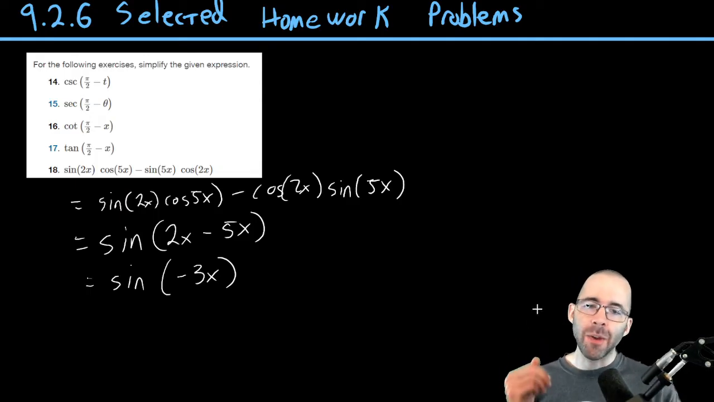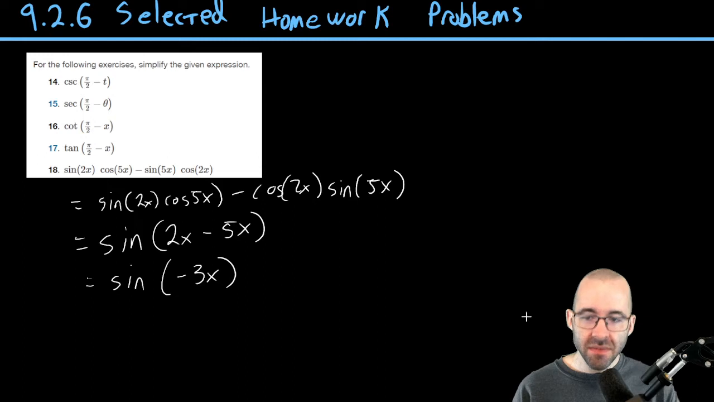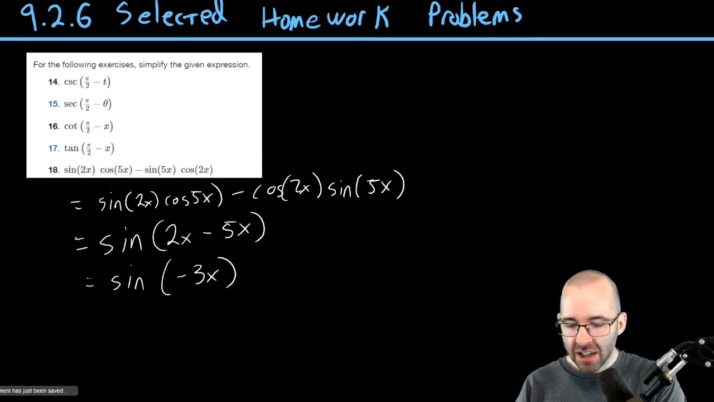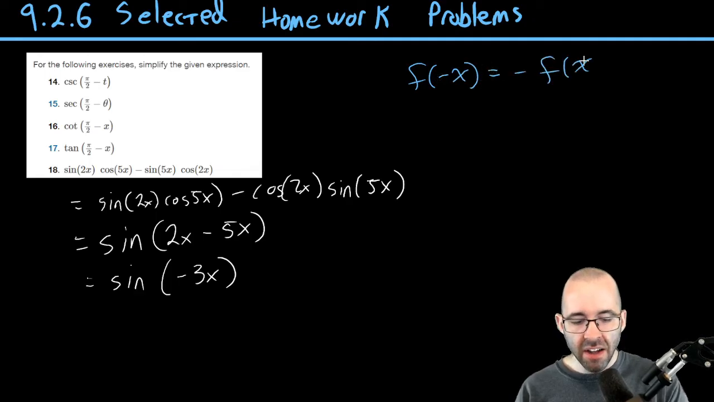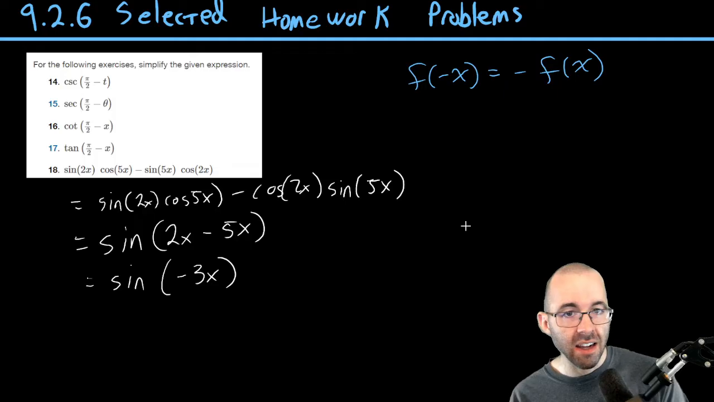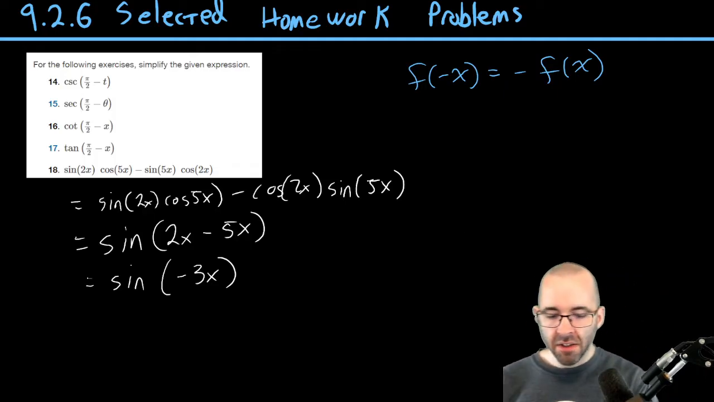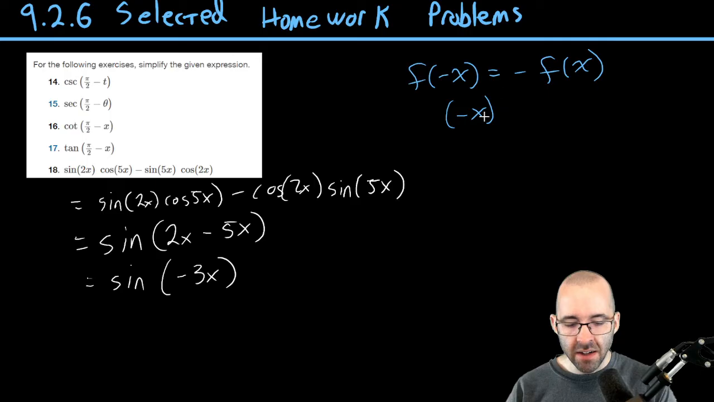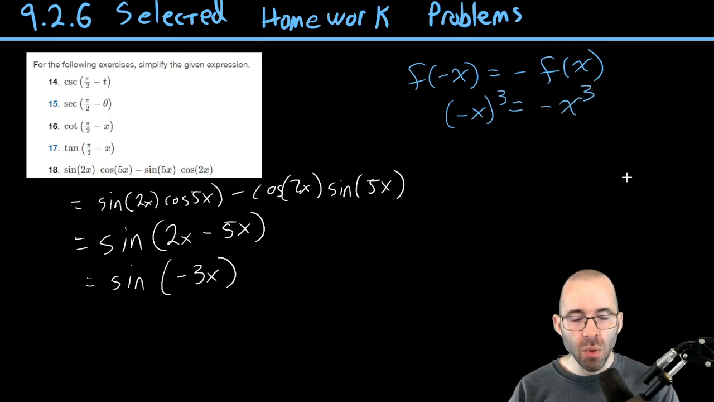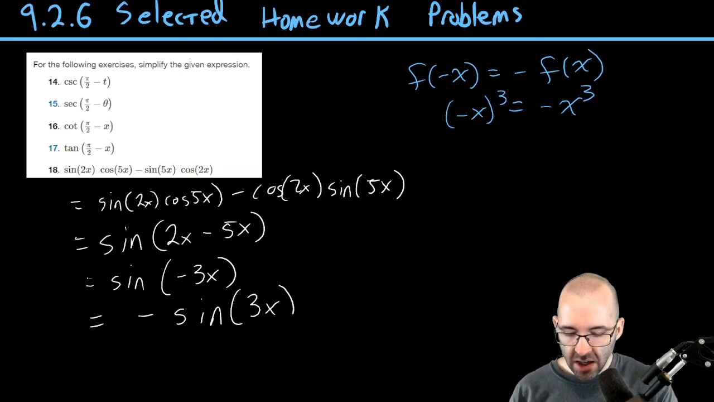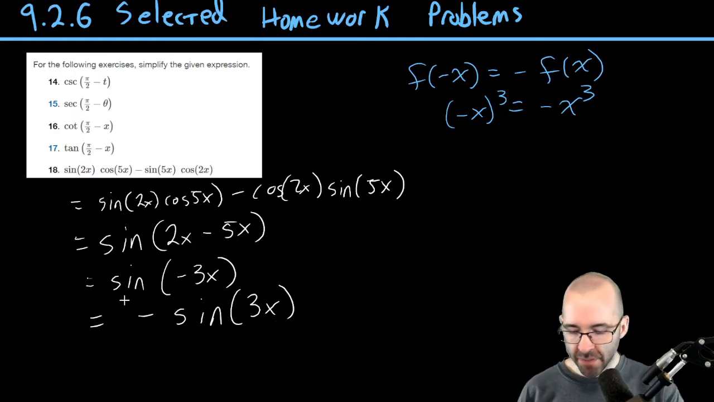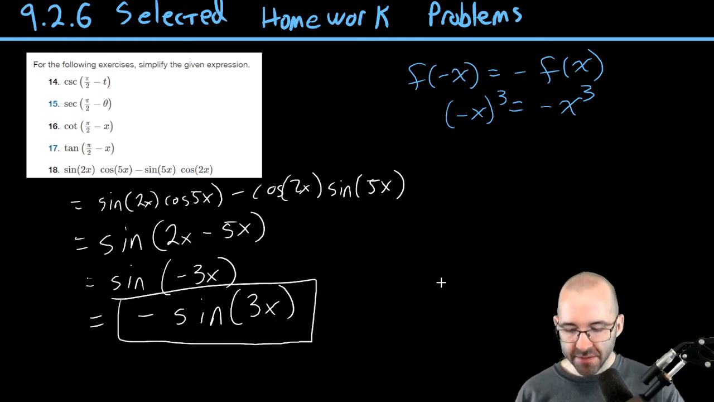There's one thing that we can really do that's going to make this a lot better. Remember that sine's an odd function. And odd functions have the property that a negative on the inside is the same as a negative on the outside. Think of x cubed, right? X cubed works like this too. That's an odd function. So we really can simplify this to become negative sine of 3x, like so. And that's the answer. Let me know if you have questions.